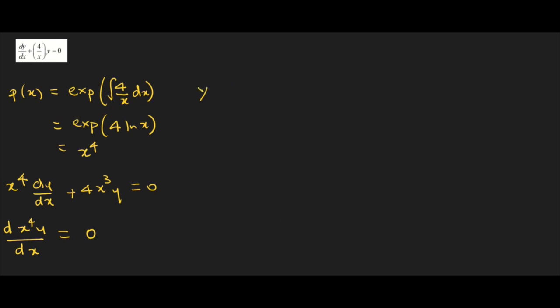We can now integrate that relatively easily, and we get y multiplied by x to the power 4 equals a constant of integration, or y equals the constant of integration c divided by x to the power 4. And that's a neat way of solving this type of equation.